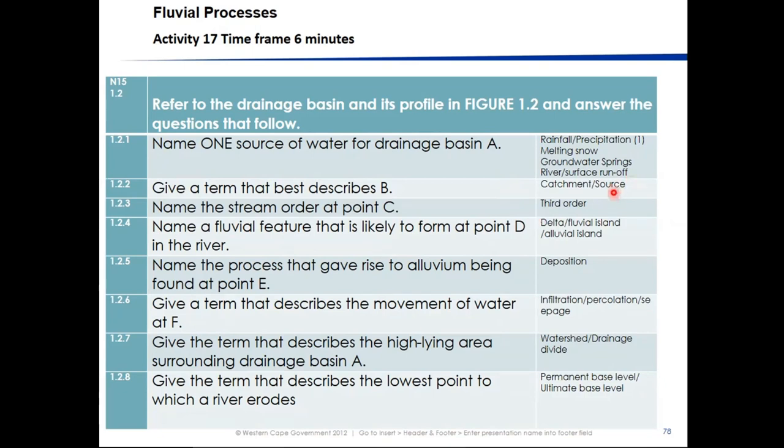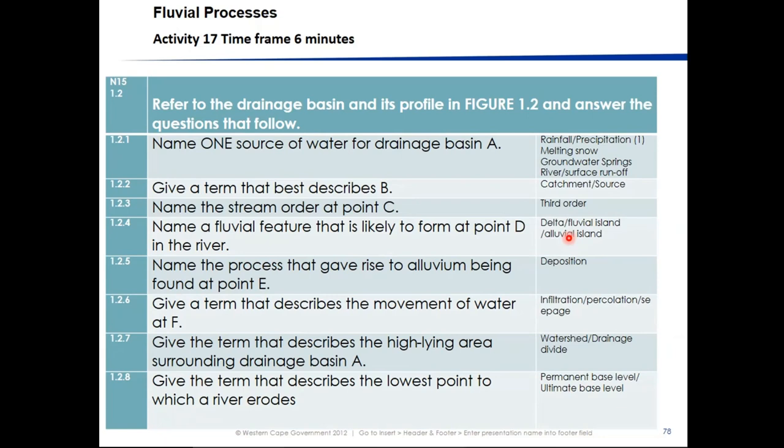Right, or the source. Then here we go. What we've done, two or three slides, to order at sea. And this is where you would have to go: 1 and 1 gives me 2, 2 and 2 gives me 3, and therefore we will go. Right. Then name the fluvial feature which is likely to form at point D. And the answer there is delta.